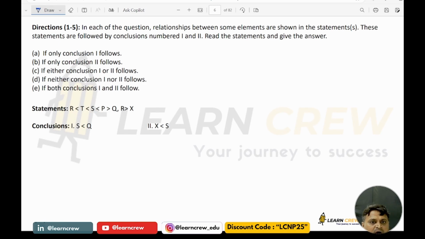Now R greater than X, meaning X is less than R, less than T, less than S, less than P, and P is greater than Q. This is what is given. Now S to Q: here you have two inequalities, so the relationship can't be established. Between X and S, X less than S is the only one, which is correct. So only 2 is correct. Option B.